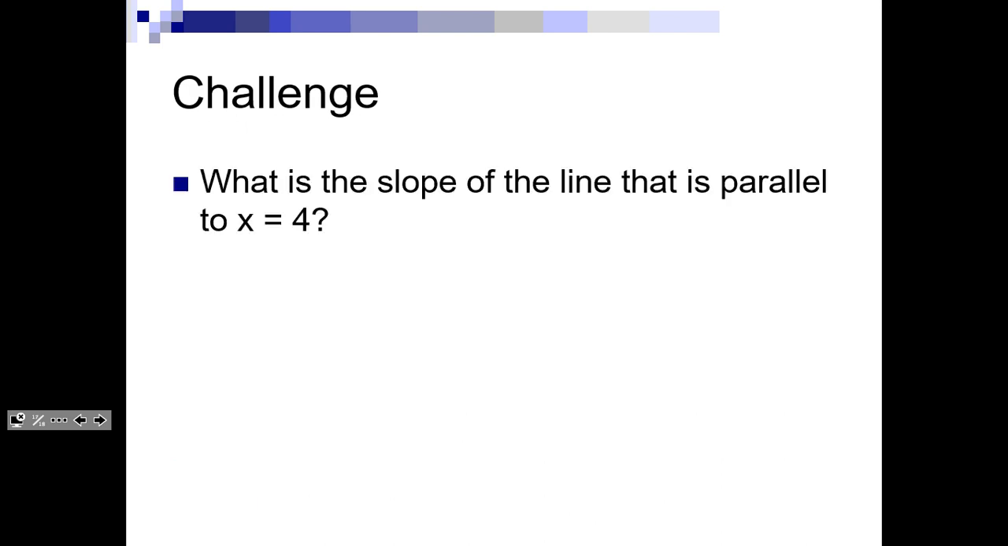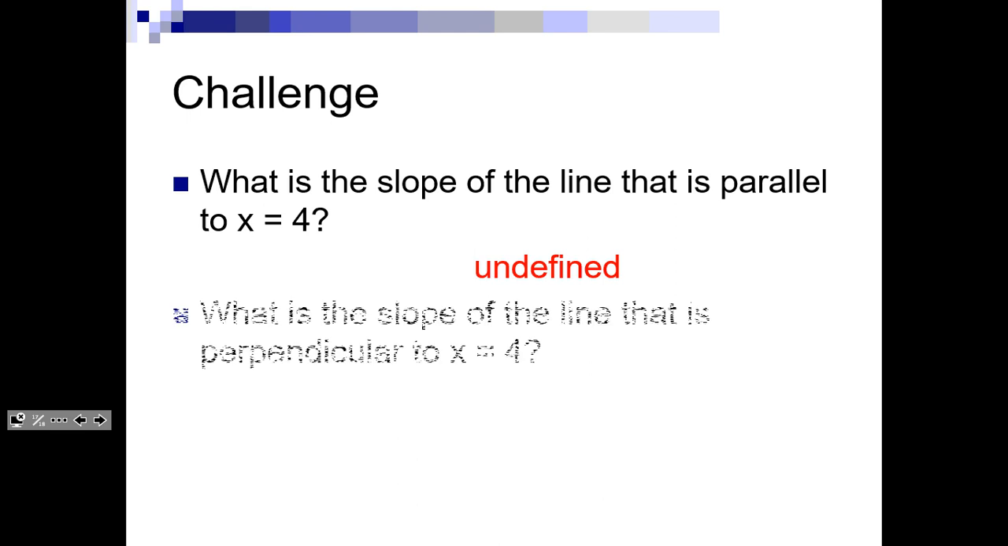Got a little challenge here for you. What is the slope of the line that is parallel to x equals 4? X equals 4 is an undefined slope. So the lines that are parallel to x equals 4 have an undefined slope. What is the slope of the line that is perpendicular to x equals 4? Parallel would have the same slope, which would be undefined for both of these. The flipped and reversed of undefined would actually be a slope of 0.